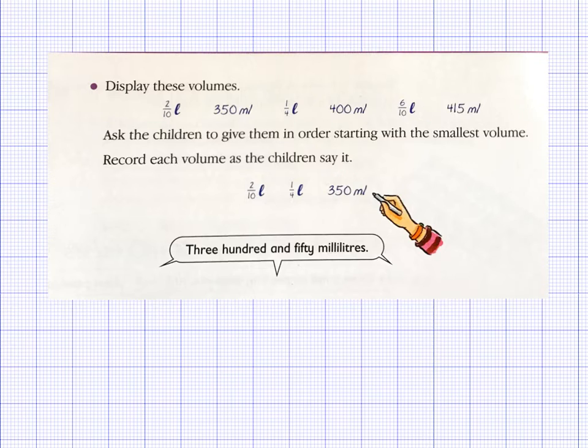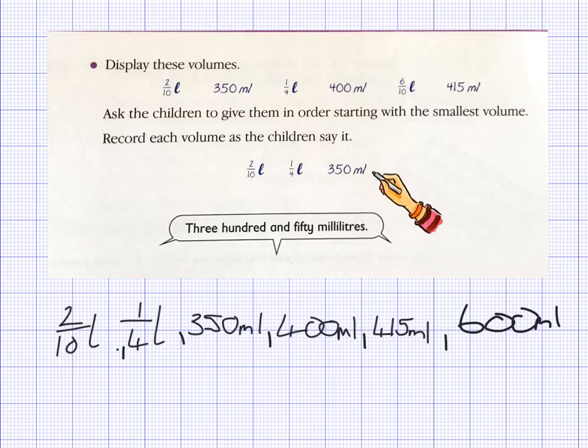Have a look at these volumes up here. Can you write them in order, starting with the smallest? Here it's started for you. Here's the answer, from smallest to largest. I'm sure yours looks a little bit neater than mine.